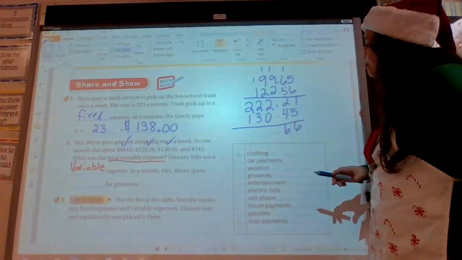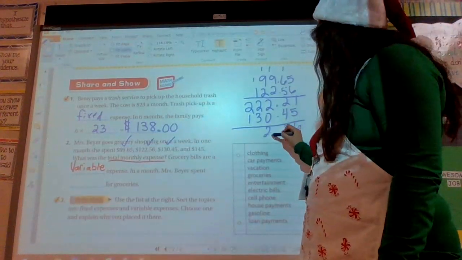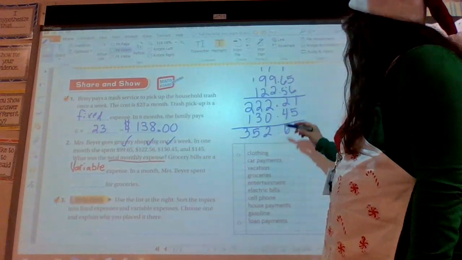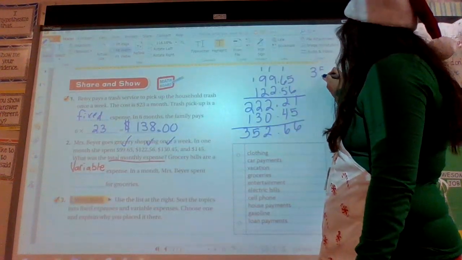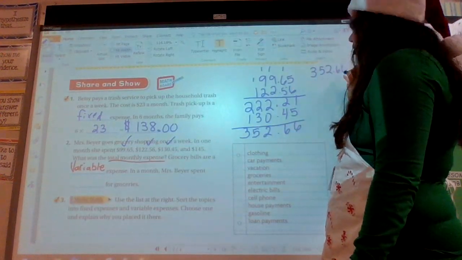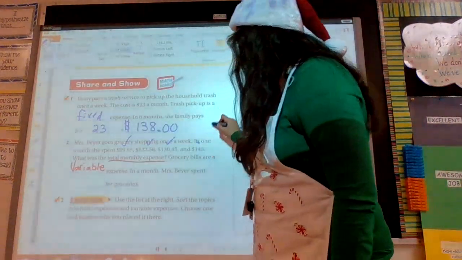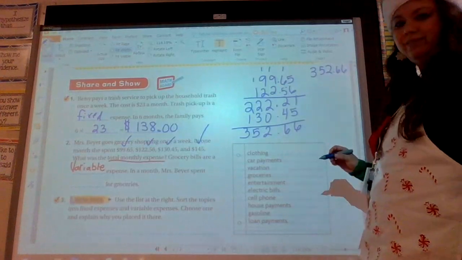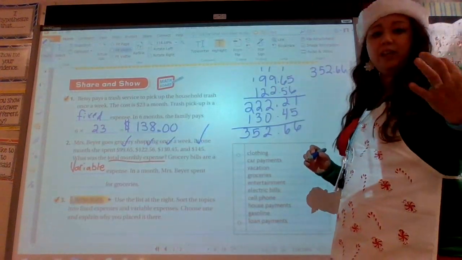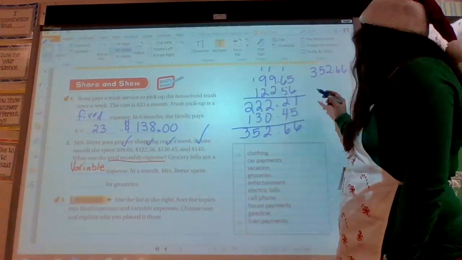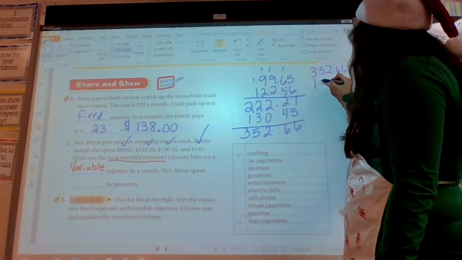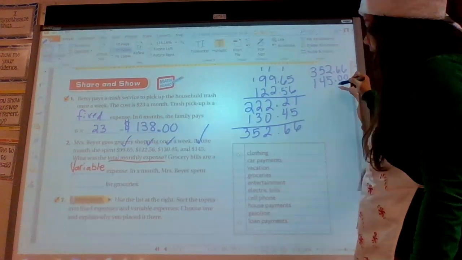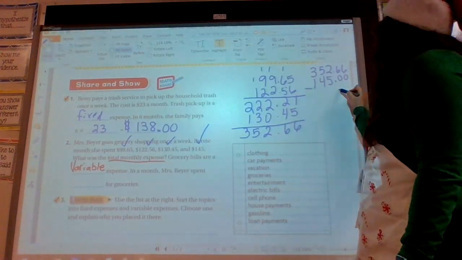5 and 1 is 6, 4 and 2 is 6, 2 and 0 is 2, 3 and 2 is 5, and 2 and 1 is a 3. So I'm going to take that and put it up here, $352.66 so far. Now I'm going to add, wow, where is my decimal on $145? If you answered on the right, you got it right. If it's out of sight, it's on the right.